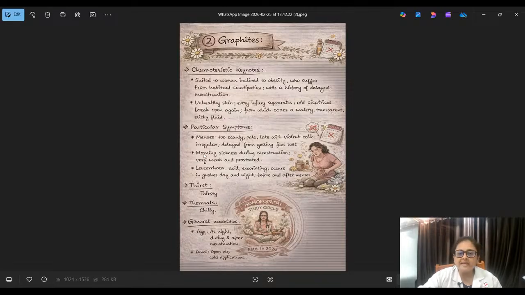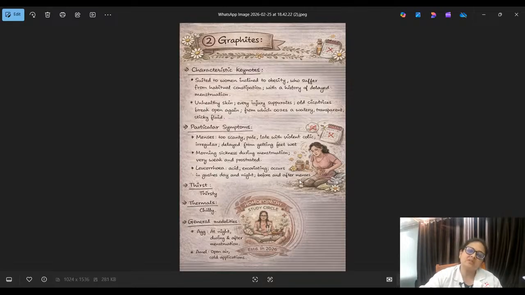Okay, morning sickness during menses. See, in Antim crude, there was toothache before menses. Here, there is morning sickness during menses. That is, in the morning, she will feel like vomiting. She will have nausea, a vomiting sensation, nausea during menses. Very weak and prostrated. Leucorrhea acrid, excoriating, occurs in gushes day and night, before and after menses. So here it is before and after menses.